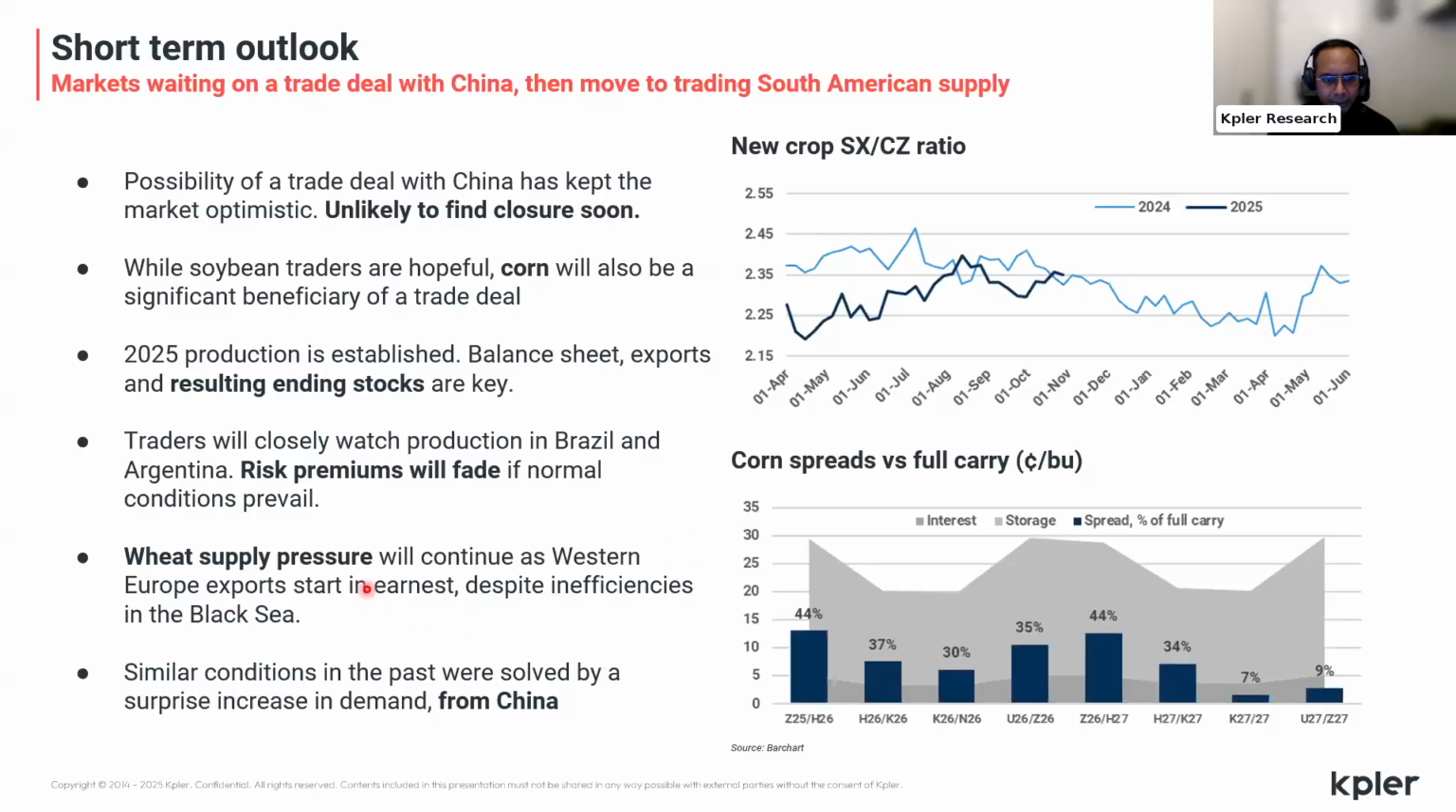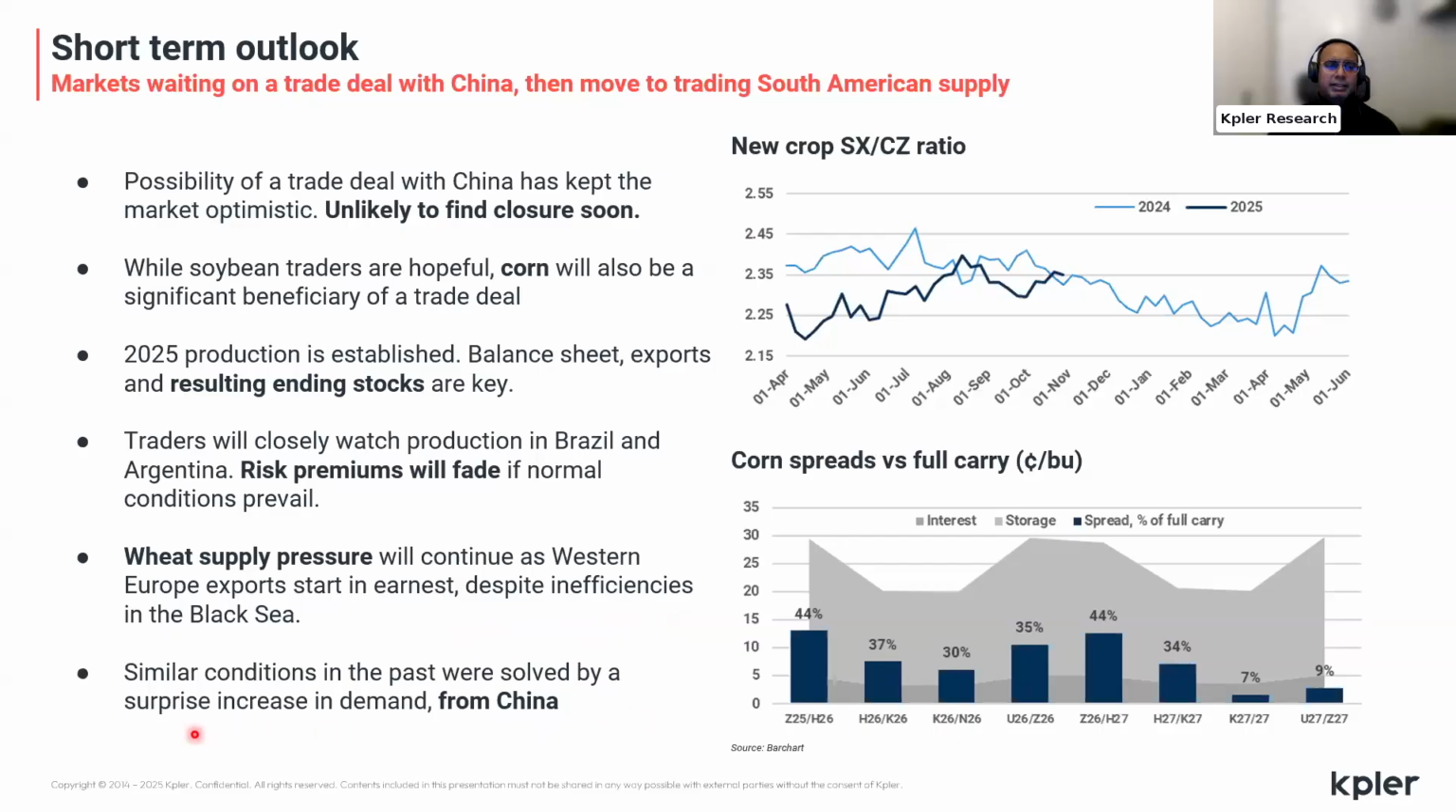In wheat, supply pressure will continue. Western Europe hasn't really started exports in earnest. Exports are still similar to last year's levels, where production was much lower. So they are looking for a window where they can compete, and not really finding it because of the longer protracted harvest and export pressure out of the Black Sea.